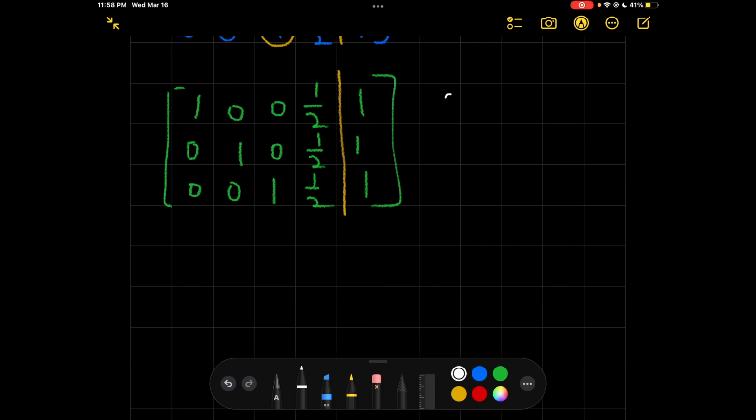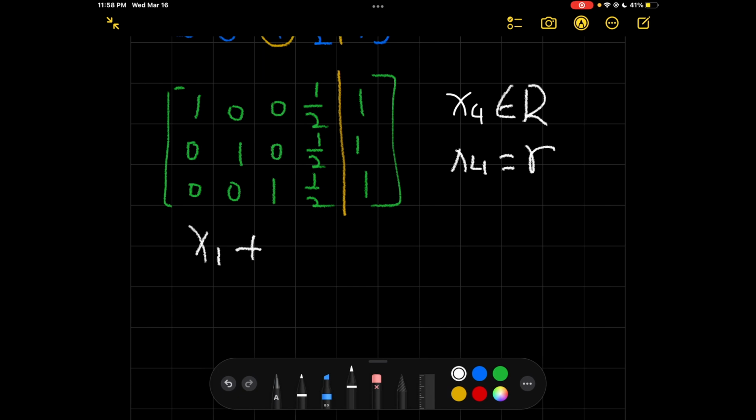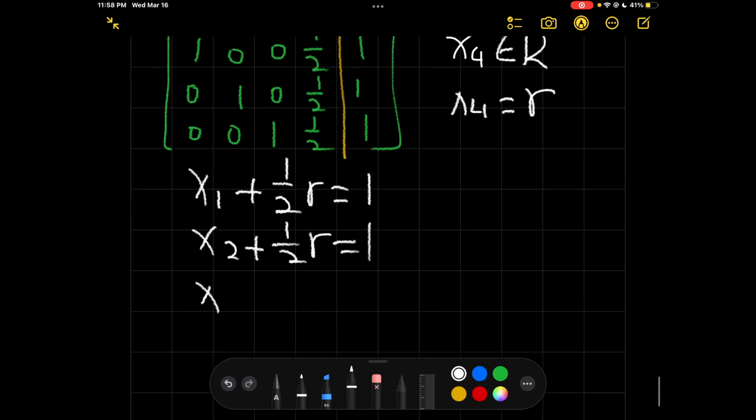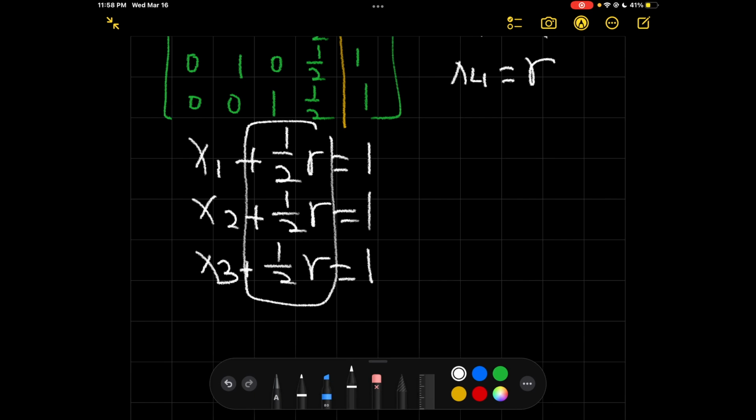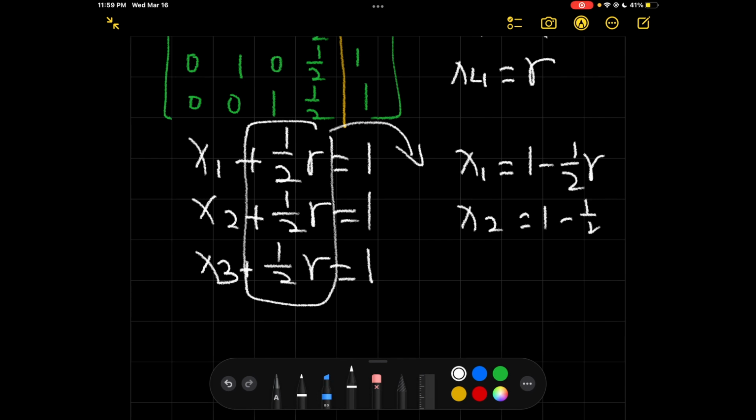We can now move further. Let's say x4 is an element of the real numbers, x4 equals r. We have x1 plus 1/2 r equals 1, x2 plus 1/2 r equals 1 as well, and x3 plus 1/2 r equals 1. We can move those to this side. We have x1 equals 1 minus 1/2 r, x2 equals 1 minus 1/2 r, and x3 as well.